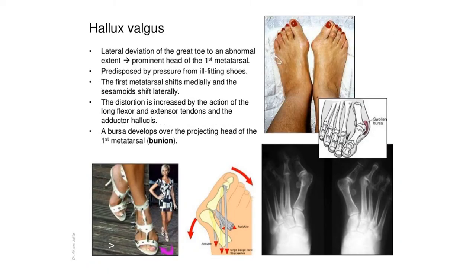Hallux valgus: lateral deviation of the great toe to an abnormal extent, with a prominent head of the first metatarsal, is named hallux valgus, very commonly seen in females and also in some diabetics. A bursa develops over the projecting head of the first metatarsal, that is the bunion.